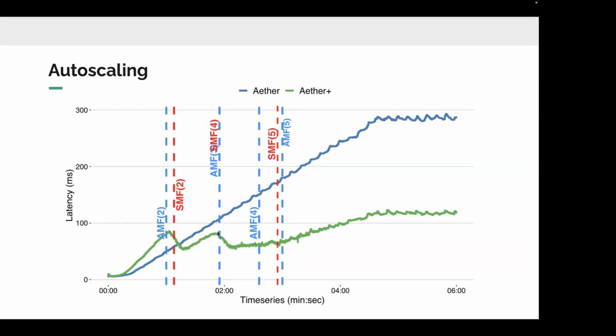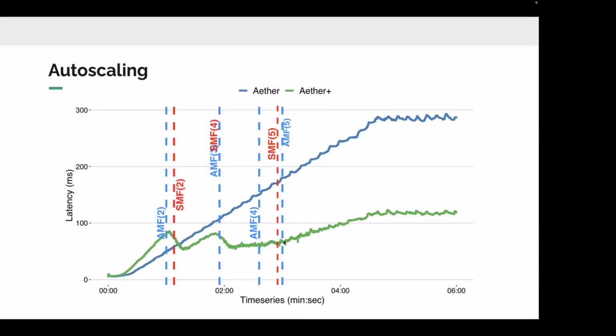But here, as the new AMF 3 and SMF come in, the latency starts going down because all the next subsequent UEs are being redistributed to the newly created AMF and SMF. Until this point, we limit the maximum number of pods that can come into the system to 5 because of the system resources. After that, all the UEs coming in are equally distributed among all the pods. So the latency does increase linearly a little bit, but not as compared to the vanilla Ether.